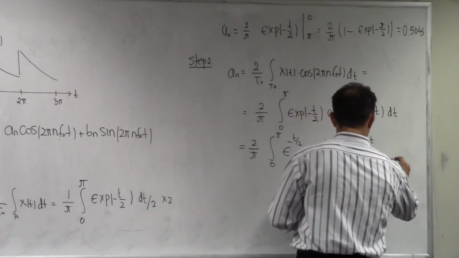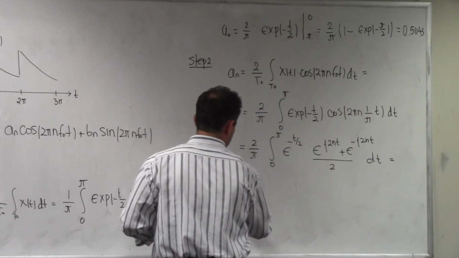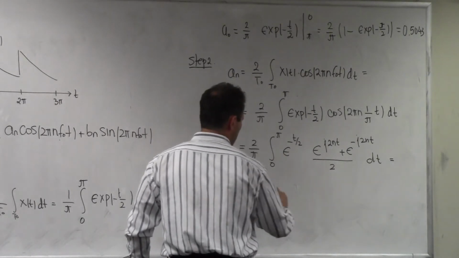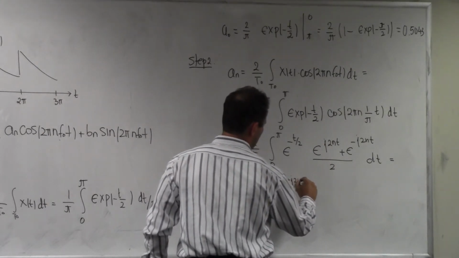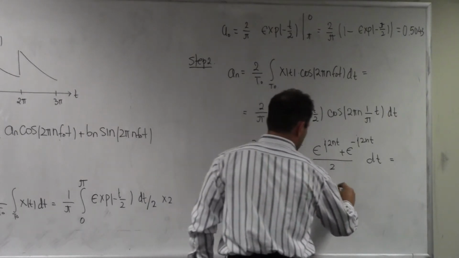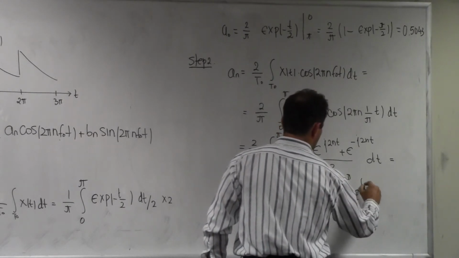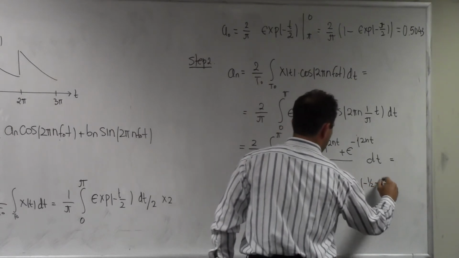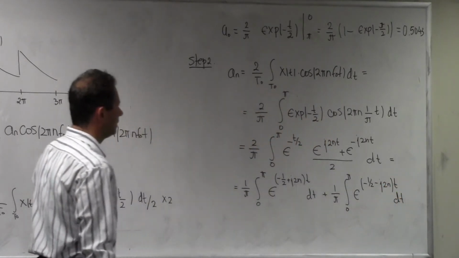So this can be rewritten now as, maybe this 2 and 2 cancel. And the first integral is 1 over pi, integral from 0 to pi, e to the minus 1/2 plus j 2n, t dt. And then plus the second one is 1 over pi, integral from 0 to pi, e to the minus 1/2 minus j 2n, t dt. Okay.